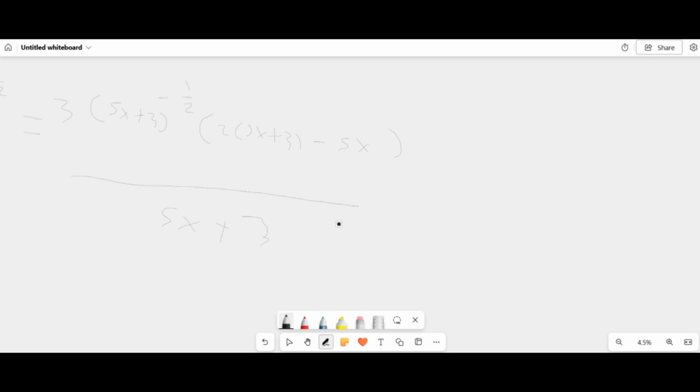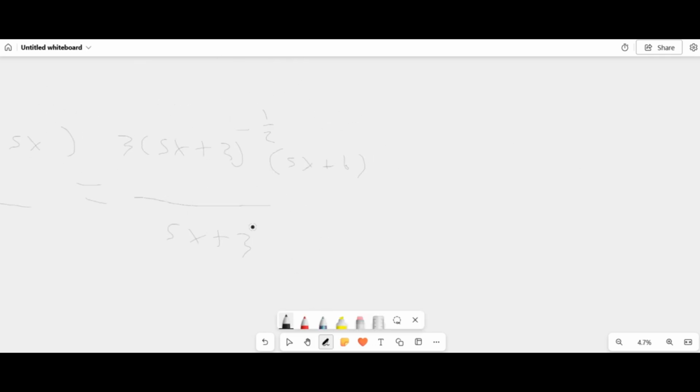Alright, safe. Tidy up this side here. So 2 times 5 is 10x, 2 times 6 is 12, so that's going to be 3 open bracket 5x plus 3 to the power of minus half here. And then inside this bracket, 2 times 5x is 10x, 10x minus 5x is 5x. 2 times 3 is 6, so it's going to be plus 6 here, over 5x plus 3.